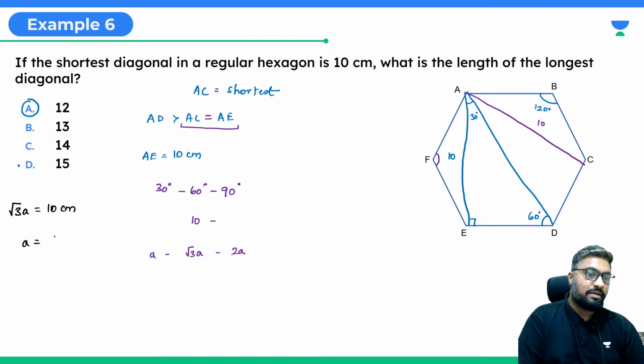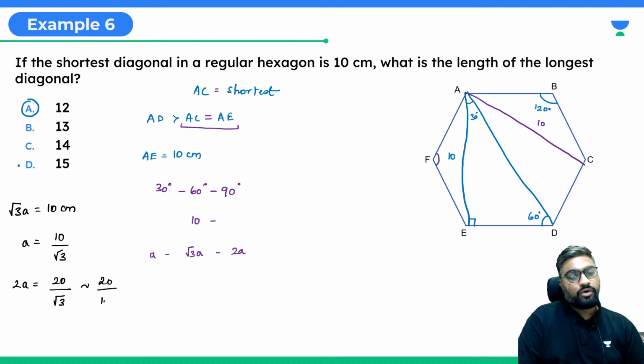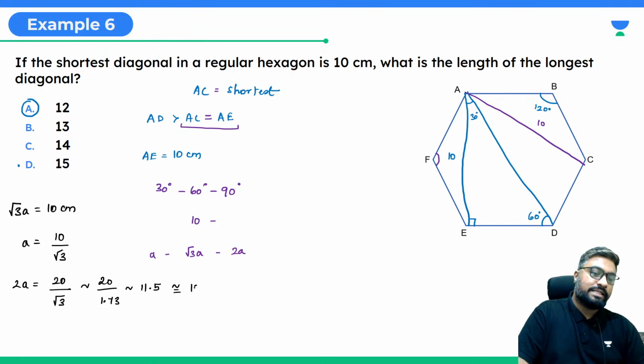So a is 10 by √3. So 2 times a will be 20 by √3. Getting this? Which is how much? Approximately, this is 20 by 1.73, approximately will be 11.5 something. Getting this? ठीक है, yes Dinesh, 2 into 10 by root 3, yes, so 11.5 closest is what, 12 centimeters, so this will be our answer. Done?